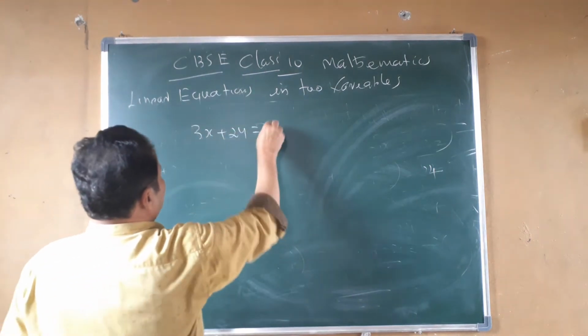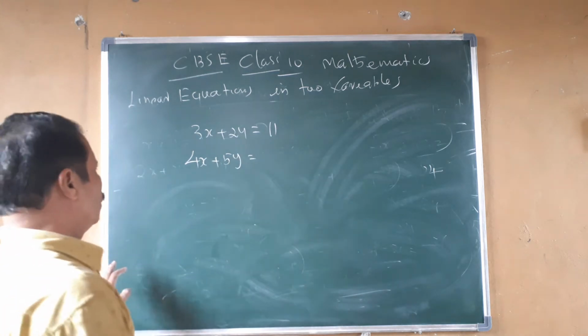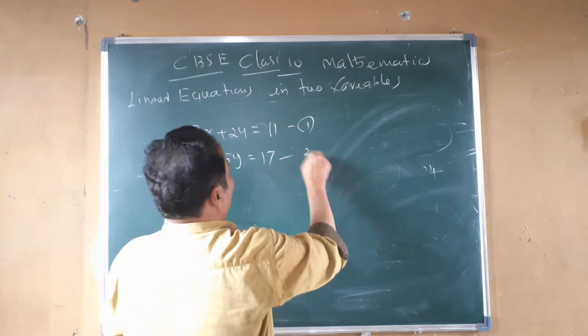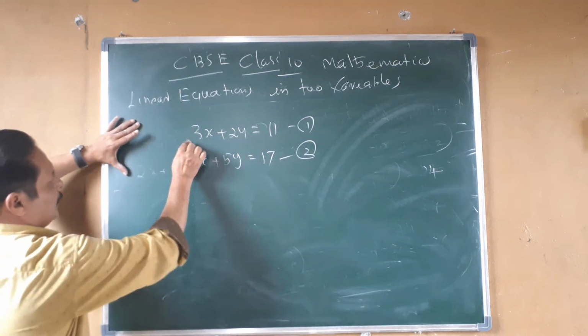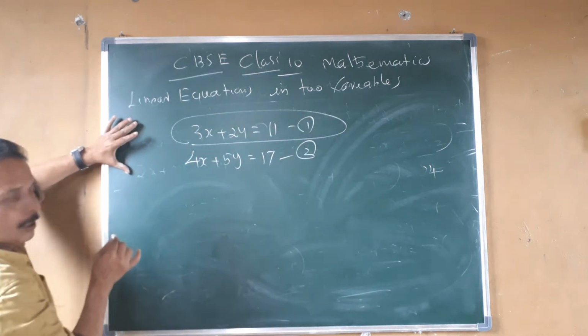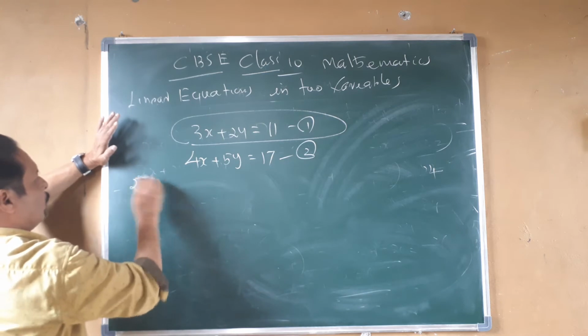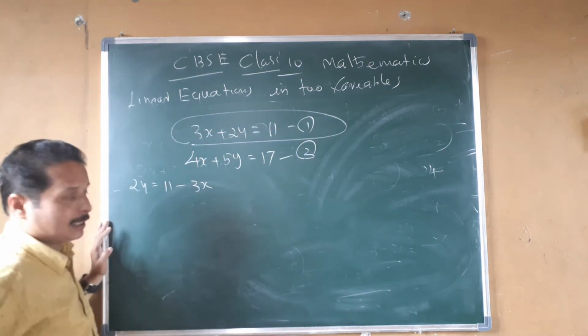3x plus 2y equal to 11, 4x plus 5y equal to 70. That's equation number 1 and 2. From 1, you see that this is equation number 1. Using the substitution method, we want to solve this. 2y equal to 11 minus 3x, 3x transferred to that side.